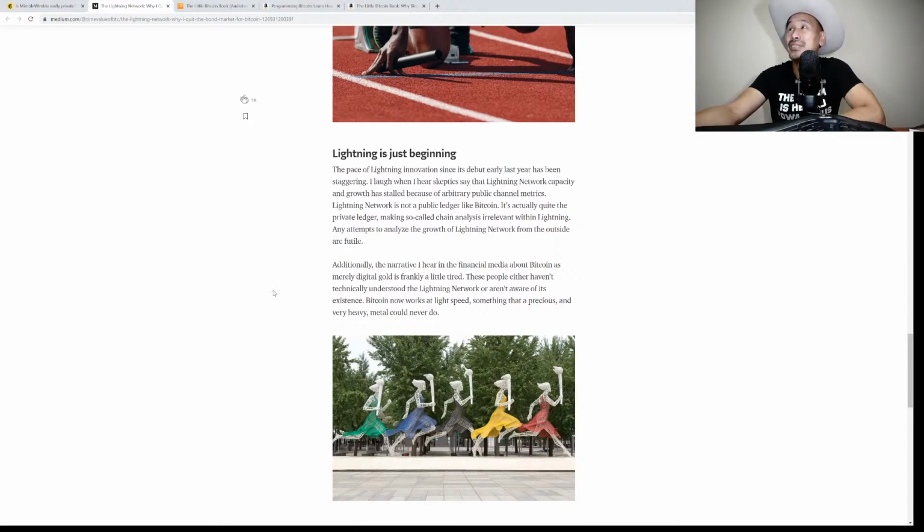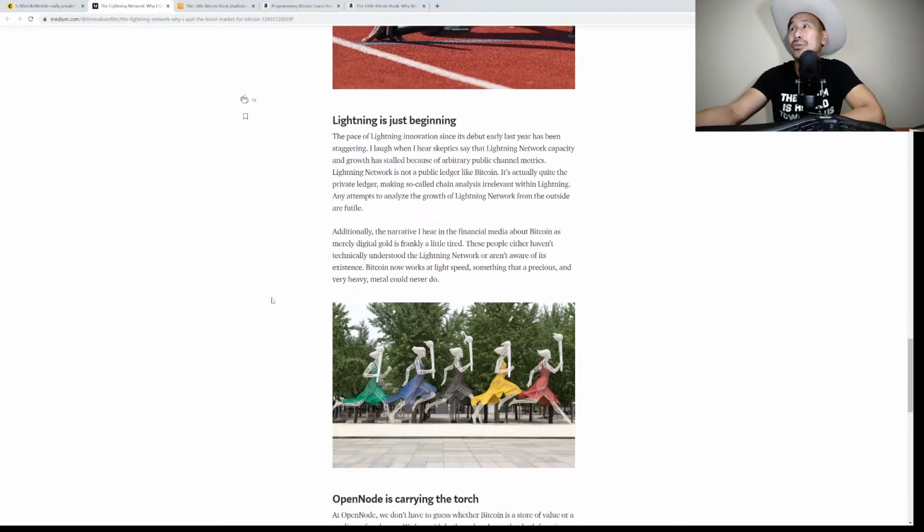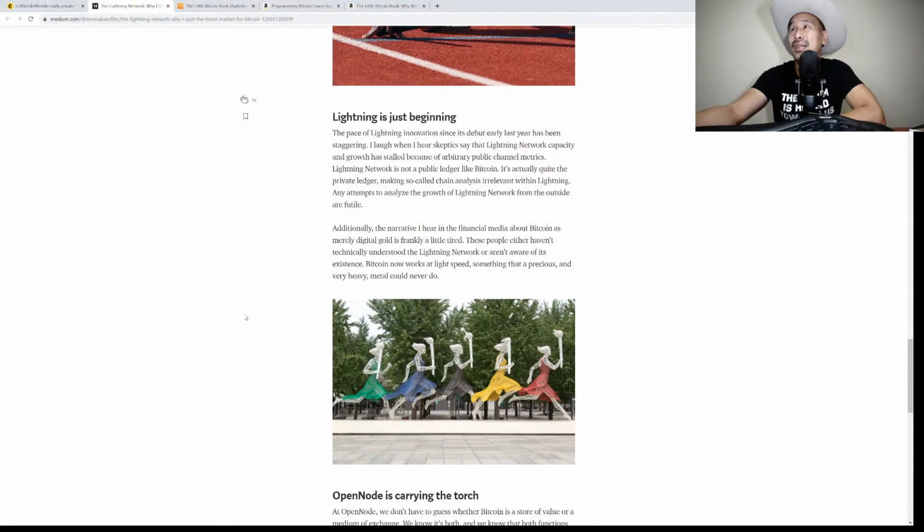The pace of Lightning innovation since its debut earlier this year has been staggering. I laugh when I hear skeptics say that the Lightning Network capacity and growth has stalled because of arbitrary public channel metrics. Lightning Network is not a public ledger like Bitcoin. It's quite like a private ledger, making so-called chain analysis irrelevant with Lightning. Any attempt to analyze the growth of Lightning Network from the outside is futile.